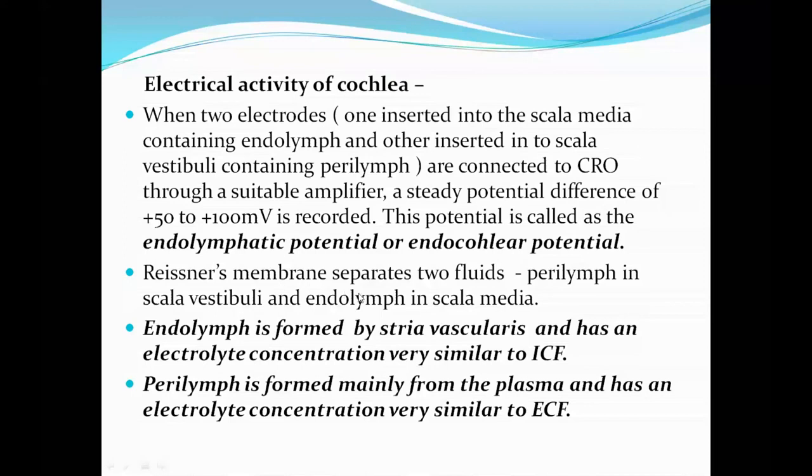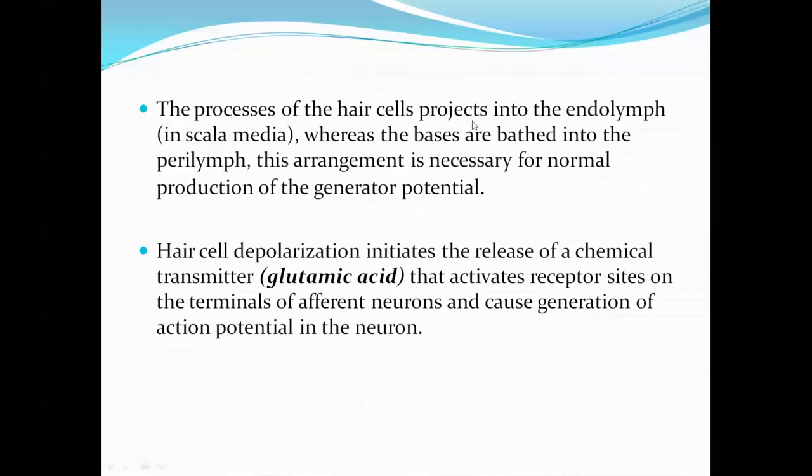As we know, the Reissner's membrane separates two fluids, perilymph in the scala vestibuli and endolymph in the scala media. The endolymph is formed by the stria vascularis and has an electrolyte concentration very similar to intracellular fluid, while perilymph is formed mainly from the plasma and has an electrolyte concentration very similar to extracellular fluid. This is the difference, because there is a difference in the potassium ion. The processes of the hair cell project into the endolymph, whereas the bases are bathed in the perilymph. This arrangement is necessary for the production of generator potential.